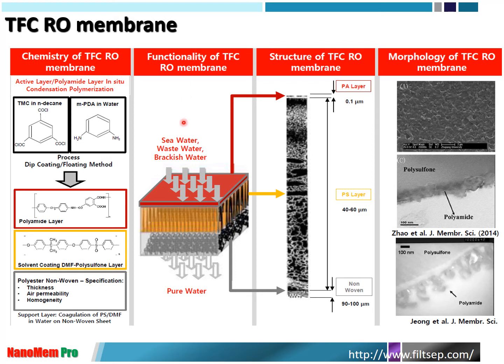So functionality: seawater or wastewater goes to the active layer, and then the support layer, and then the non-woven layer, and then we produce the pure water. So you can see the very detailed polyamide layer is 0.1 micrometer. Polysulfone layer is 40 to 60 nanometer. Non-woven layer is 100 micrometer, and the water permeates from this active layer and then goes to desalinated water.